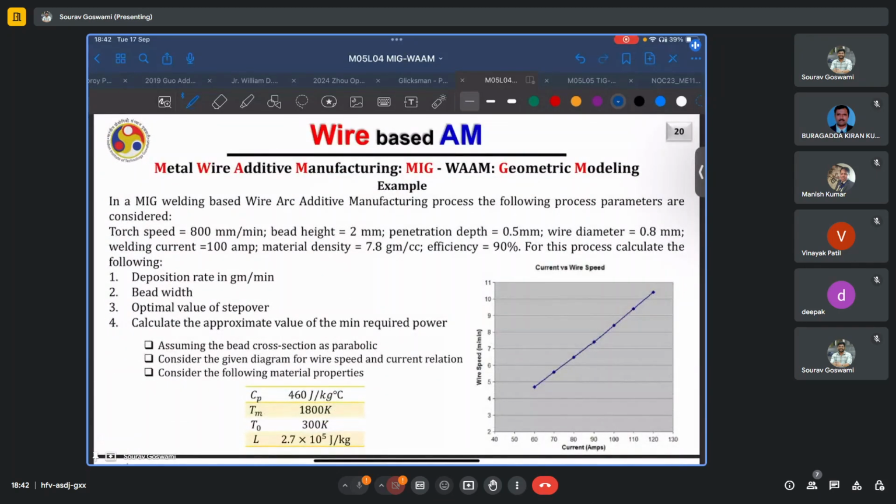And a numerical example in this context has also been solved. So let us just quickly visit this. So in a MIG welding based wire arc additive manufacturing process, the following process parameters are considered. Torch speed is 800 millimeters per minute. This is on the higher side if you ask me. The bead height is 2 mm. The penetration depth being 0.5 mm. Wire dia is your typical welding wire 0.8 mm.